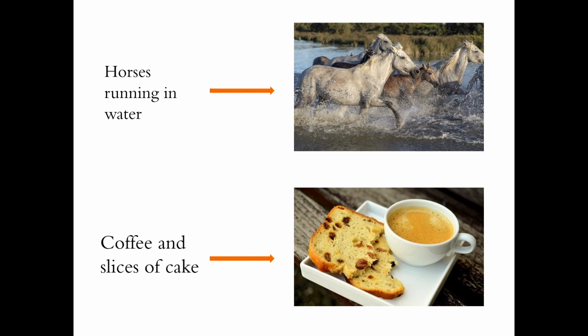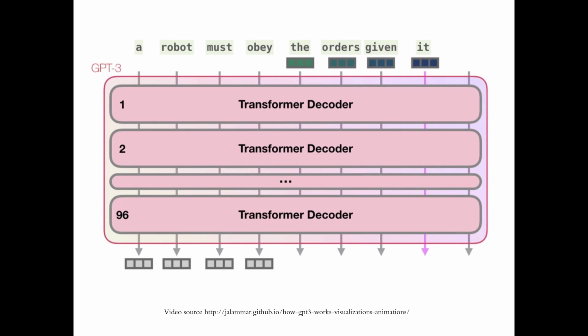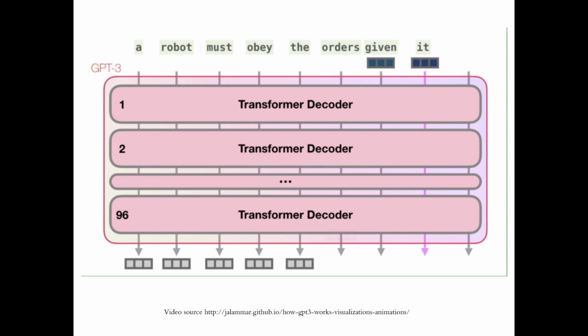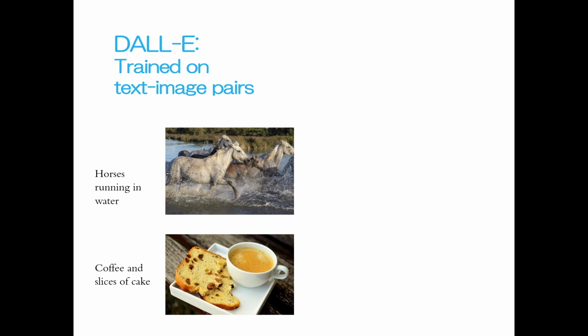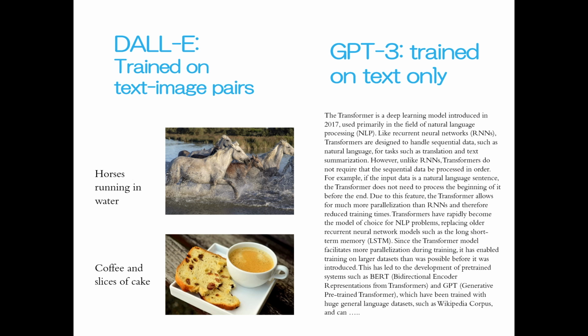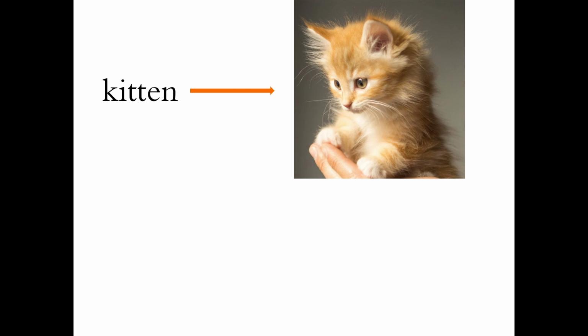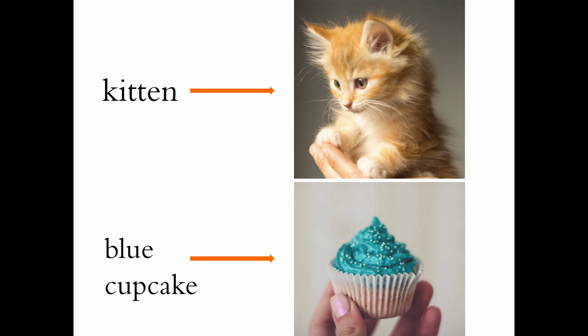Technically, it is a transformer language model with an architecture exactly like GPT-3, except that the training data are sequences of words followed by pixels instead of just words. During model training, DALL-E reads words like kitten and makes an association with photos like these, and reads blue cupcake and makes an association with photos like these. After seeing millions of pairs of search queries and images, it learns to visualize descriptions in images.